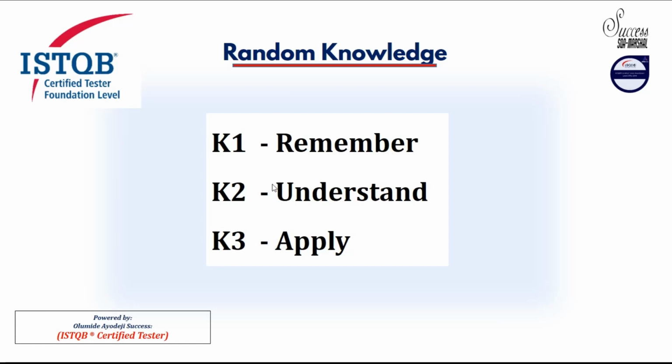That's a K1 level. But K2 will be to understand, being able to explain. Okay, now you have been able to list those things. Are you able to explain them? Can you explain it? When you understand, that means you are able to explain those things. So K3 level will now mean that you are able to apply, to make use of that thing, to apply it to a particular scenario, being able to create something. Let's say a bug report now. Can you create it? So that's what it is.